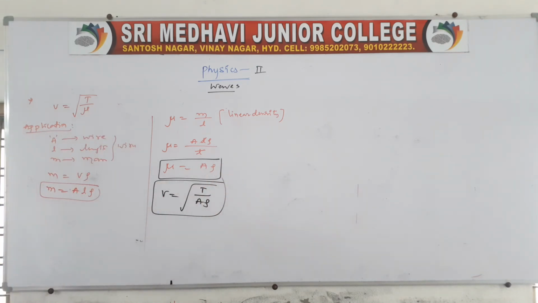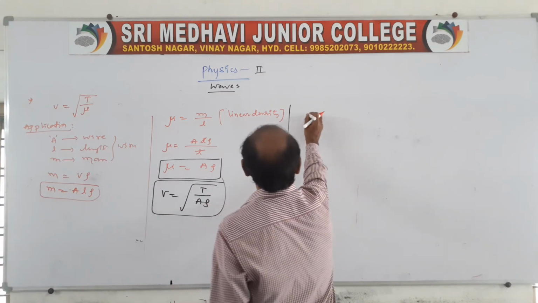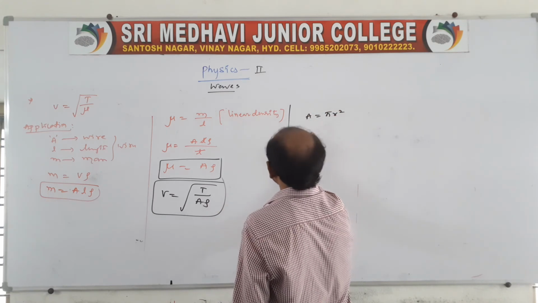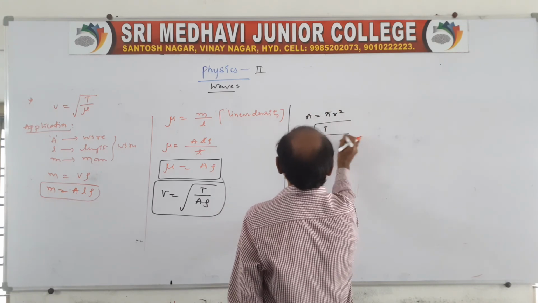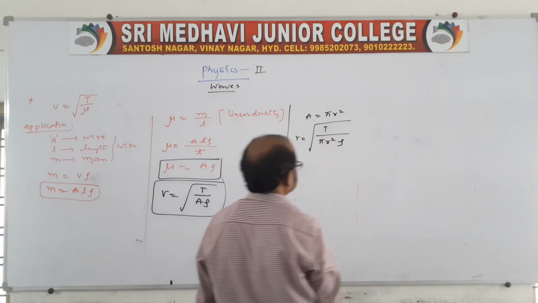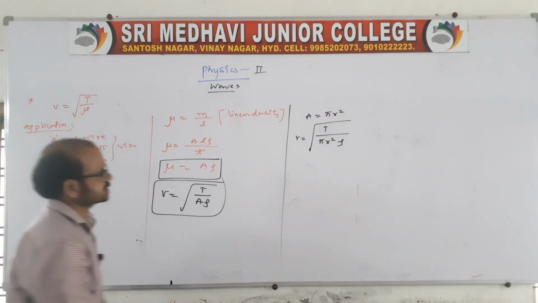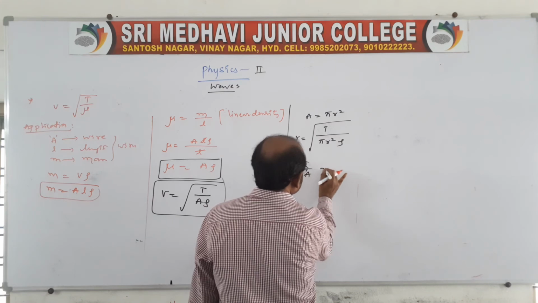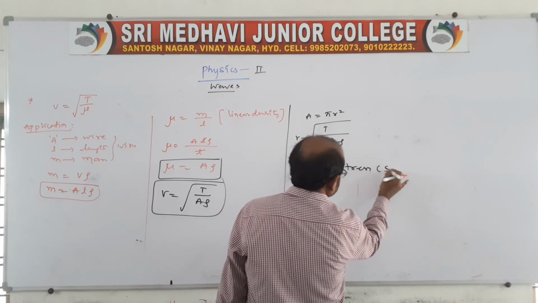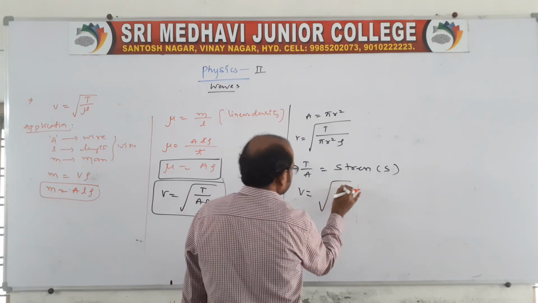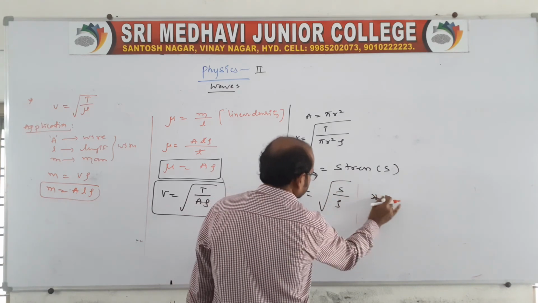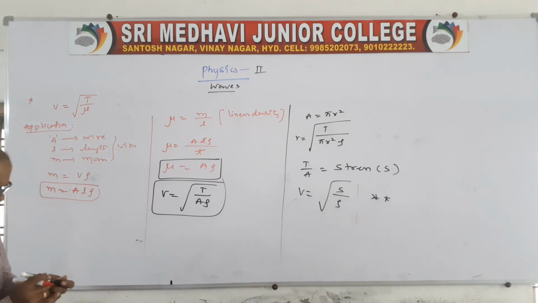So we can also write it like this. A is the area of the wire, pi r square. So V is equal to root over T by pi r square into rho. And here, T by A is nothing but stress, which you say S. So velocity is equal to root over S by rho. This is also very, very important. These are the applications related to the speed of transverse waves.